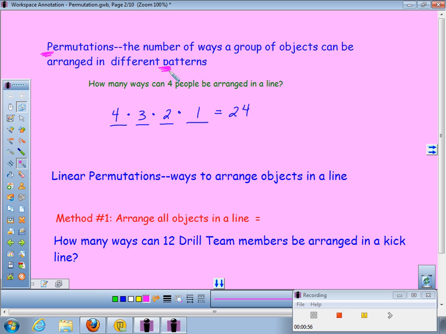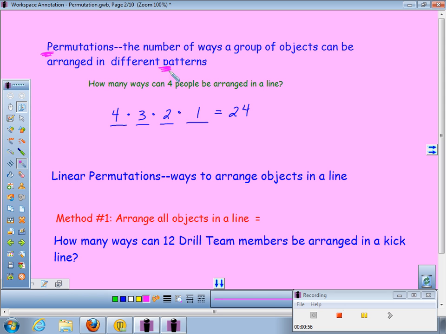So we wanted to arrange four people in a line. So why do I have 4, 3, 2, 1? When I choose the first person to stand first in the line, there are four choices. Then when I choose the next spot, there are three choices, two choices, and then one person left. If you multiply that, the fundamental counting principle says there are 24 choices for this.